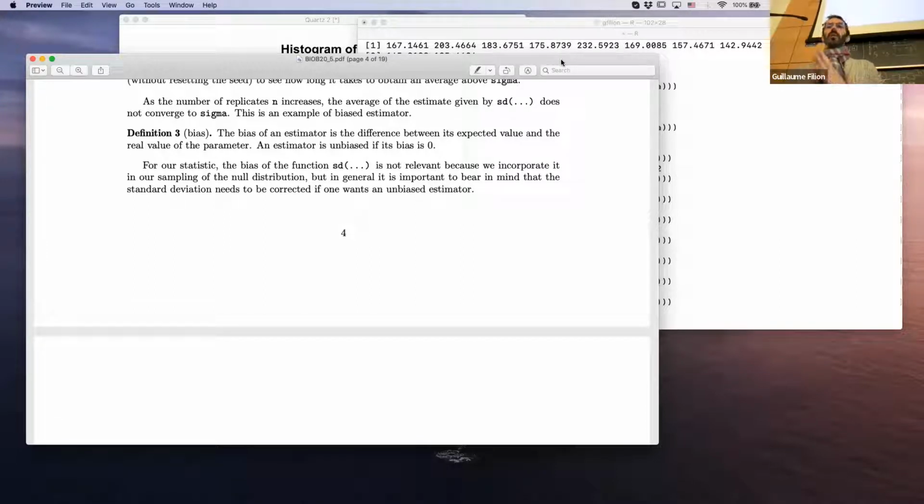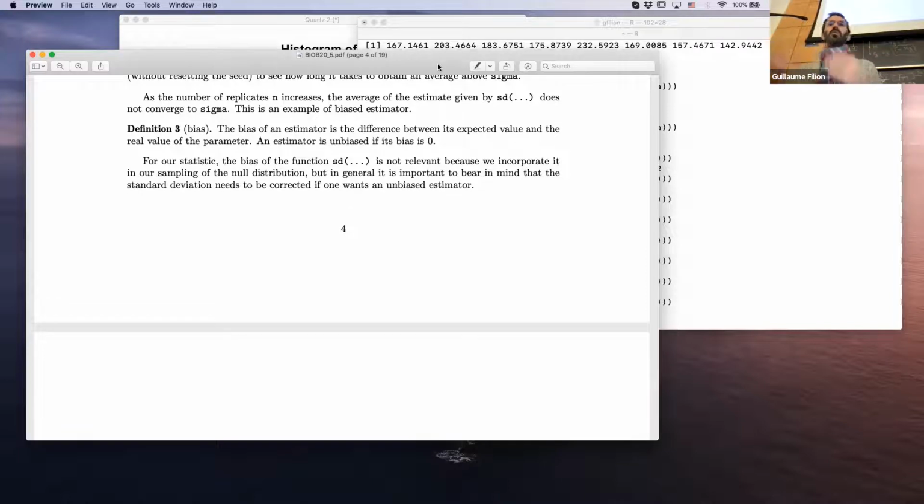The main problem is that being unbiased is useful only when your sample is huge. When your sample is small, it doesn't matter what your bias is, because you're going to be super far from the target anyway. So for our statistic, the bias of the function SD is not relevant, because we incorporate it into our sampling of the null distribution. The fact that there is a bias in SD is fine. We compute the null distribution with the bias, and the null distribution is correct, even if it's using some biased elements. In the end, we compare things with the bias: you make the null distribution with the bias, compute the score on the sample with the bias, and things are comparable.